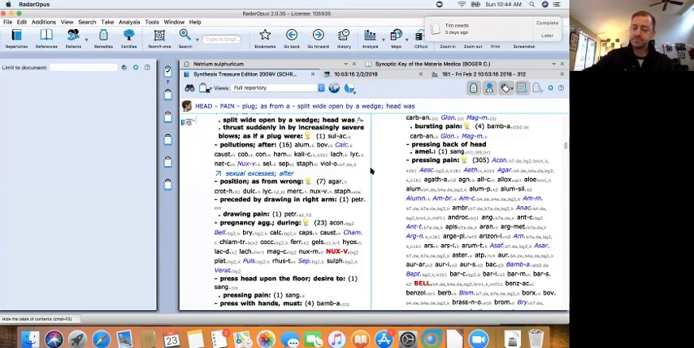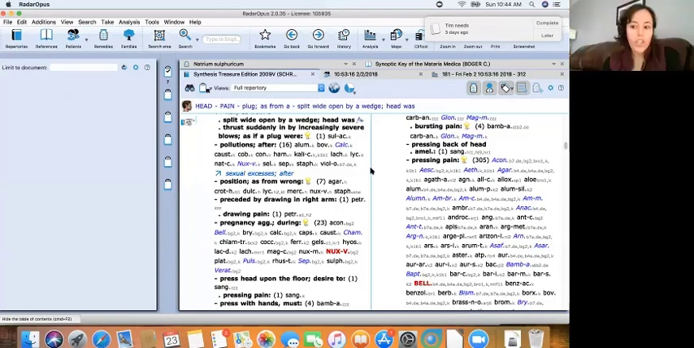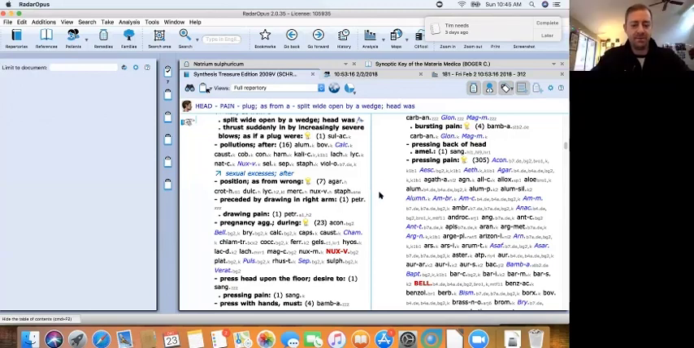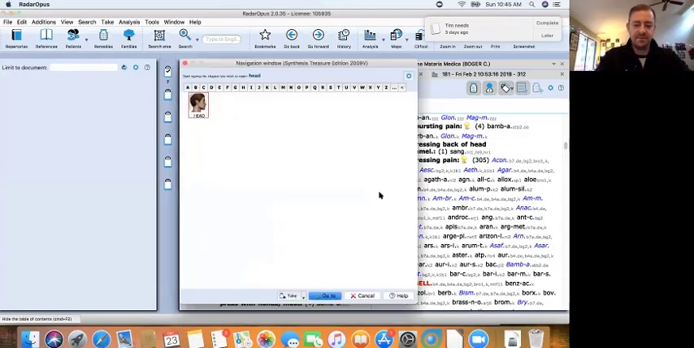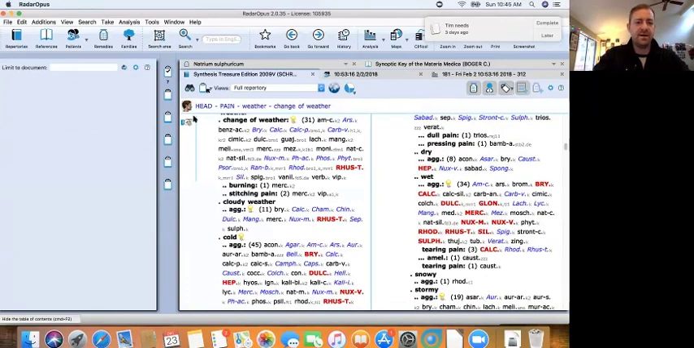So what in the case is strange, rare, and peculiar? The change in weather bringing on the headache. Absolutely. So where do we find that? We go to head, pain, weather, change of weather. Okay, I'm going to grab that, put that in the clipboard.